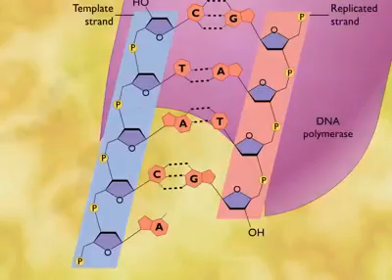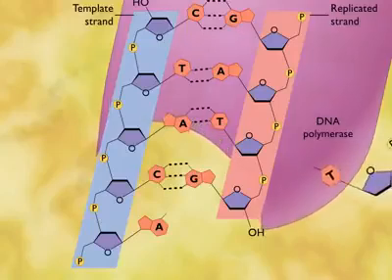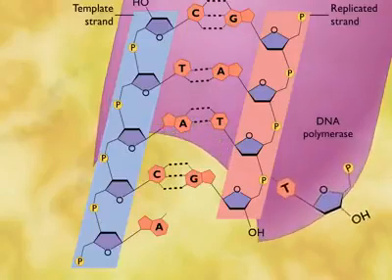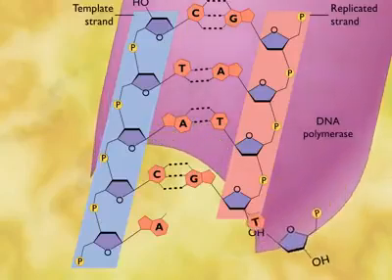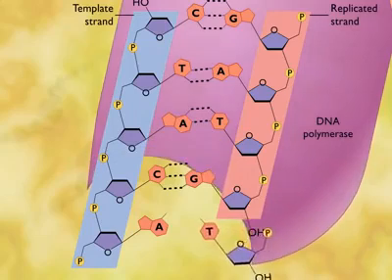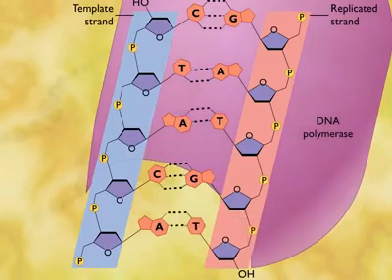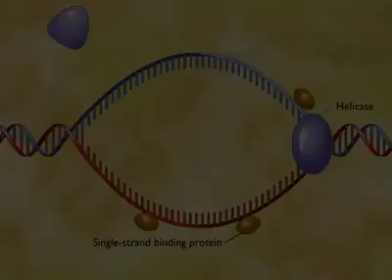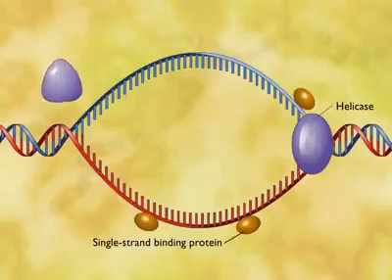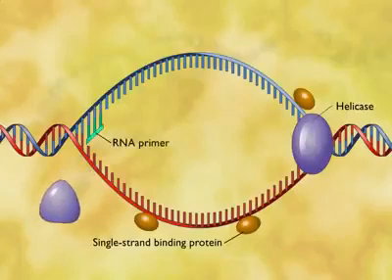The enzyme complex DNA polymerase engages the separated portion of the molecule and initiates the process of replication. DNA polymerase can only add new DNA nucleotides to a pre-existing chain of nucleotides. Therefore, replication begins as an enzyme called Primase assembles an RNA primer at the origin of replication site.